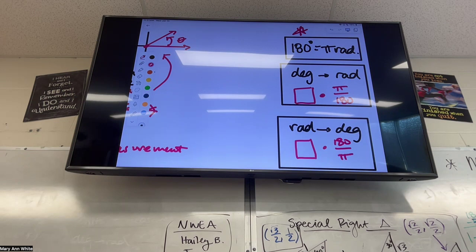Yes? What is the 180 equals pi radian? So what is that? That's just a fact we know. That's like 3 feet equals 1 yard. That's like, I don't know, 16 ounces equals 1 pound. That is just a conversion factor that we know. And that's how we get this and this.